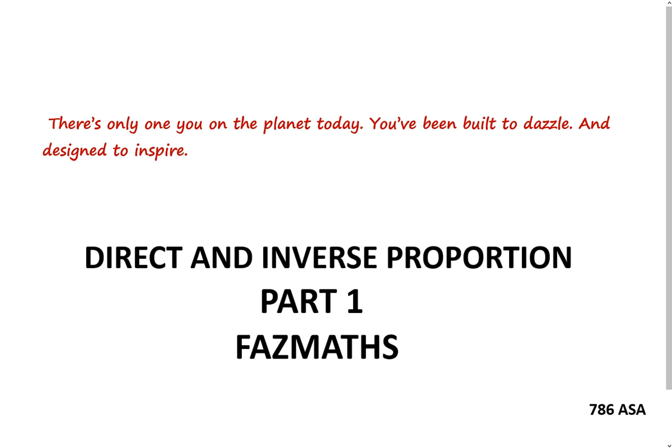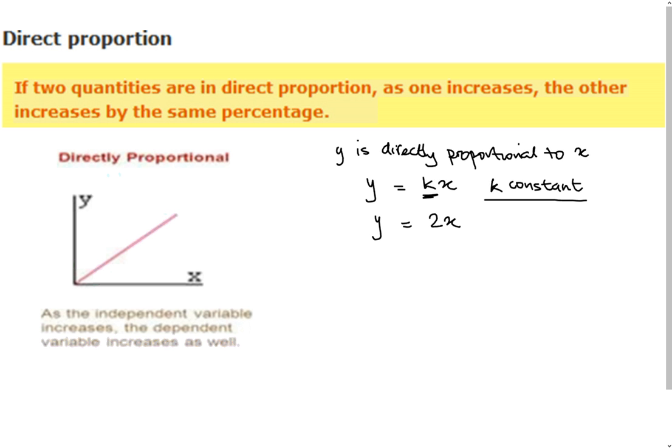Okay, let's have a look. If two quantities are in direct proportion, as one increases, the other increases by the same percentage. So as one goes up, the other goes up by the same percentage. So it's directly proportional. We say y is directly proportional to x, or whatever letters there are, and it's written in the form y equals kx. So when x goes up, y goes up.